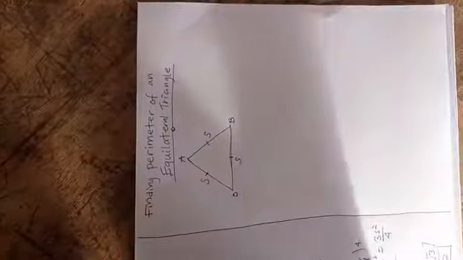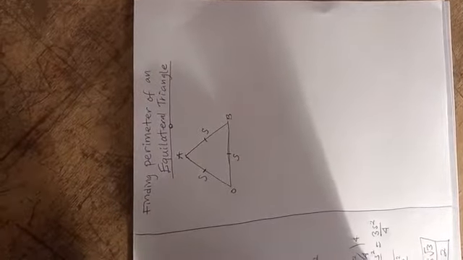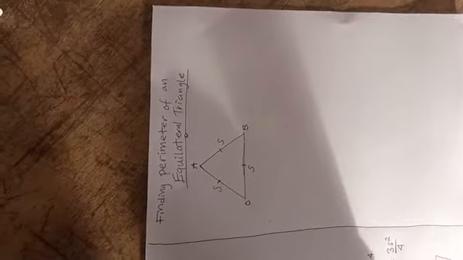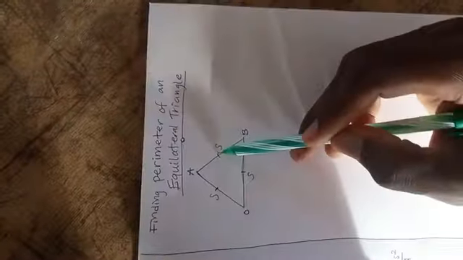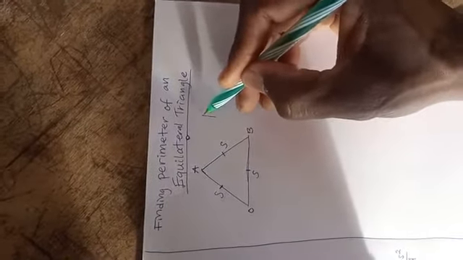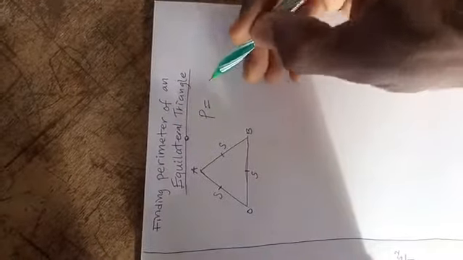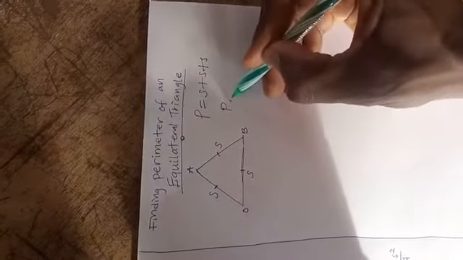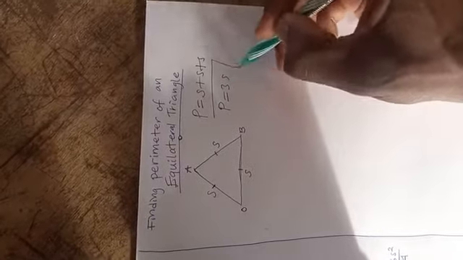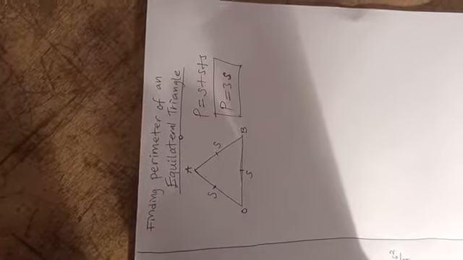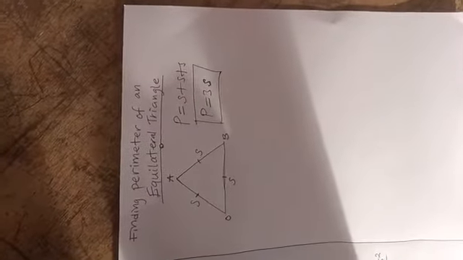We know a perimeter is the distance around a figure. So the entire distance around the triangle will be the distance plus the distance plus the other distance. So let's call it perimeter P. The first distance is S plus S plus S. So P is equal to 3S. So this is the formula we use to find the perimeter of the equilateral triangle.